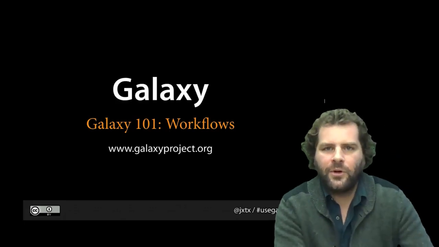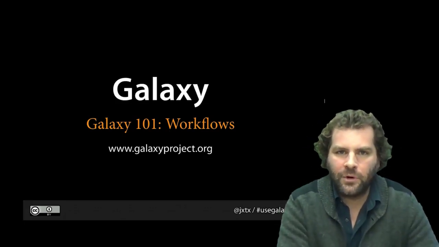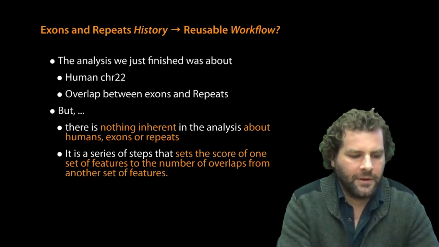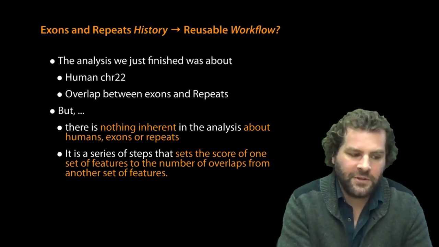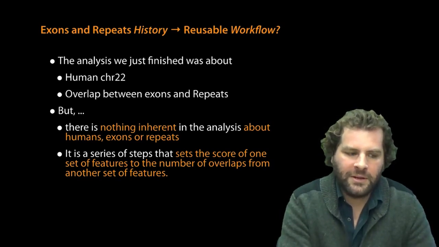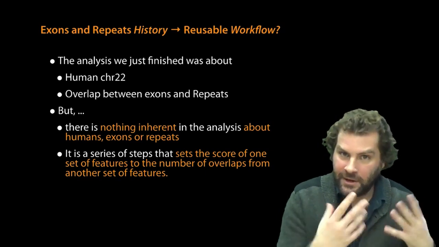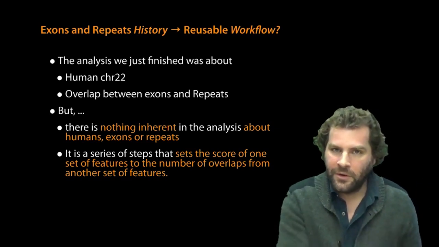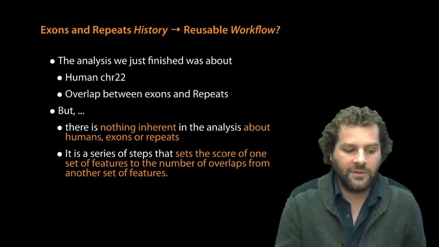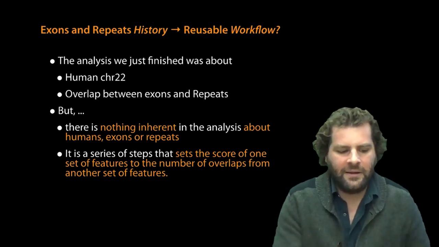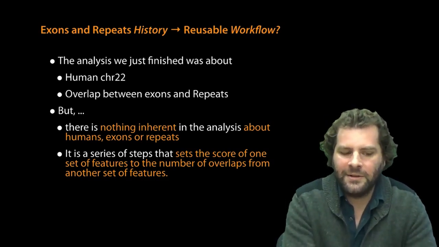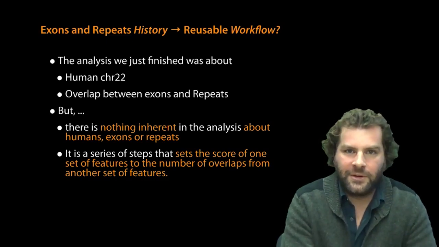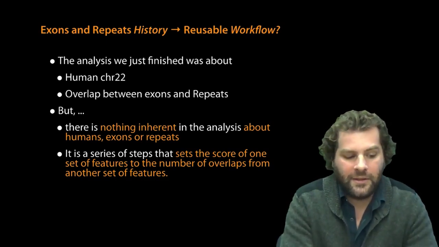All right, in this lecture, we're going to look at Galaxy's workflow capabilities. So in the last lecture, we looked at overlapping exons with repeats. And we looked at a very specific data set, right? We looked at human chromosome 22, we looked at coding exons there, and we looked at repeat elements there. But there's nothing about that analysis that is actually inherently linked to the human genome, to the particular fact that we're looking at exons or that we're looking at repeats.